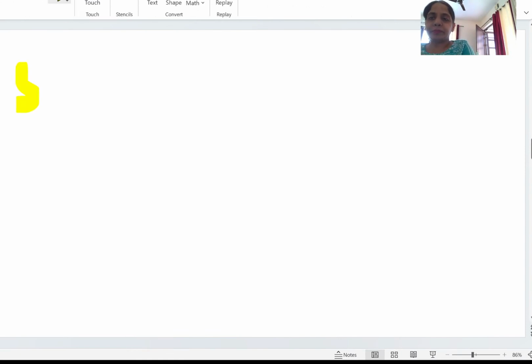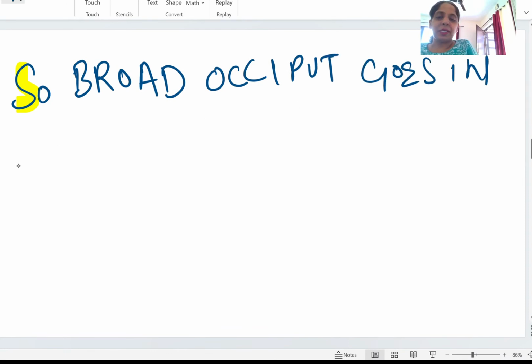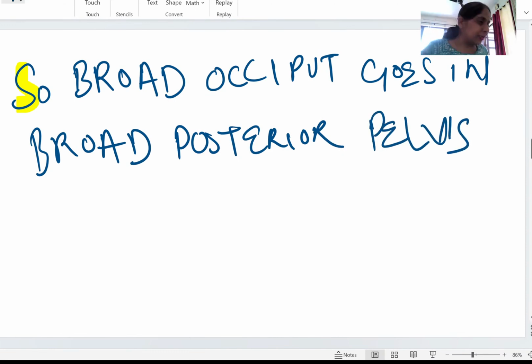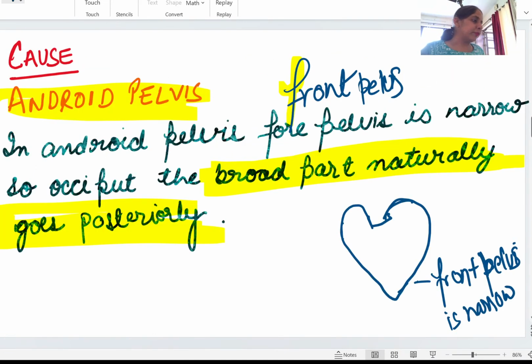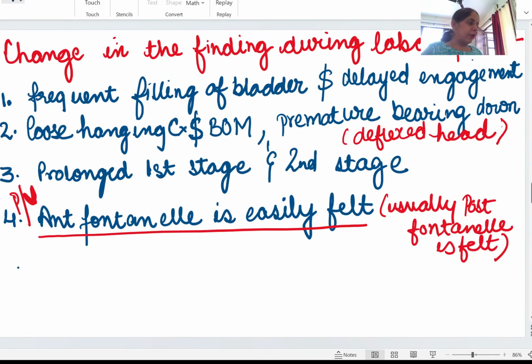So the broad occiput goes in the broad posterior pelvis. Is it clear? Will you remember what is the most common cause of occiput posterior? Android pelvis. Now please see what are the findings on the per abdominal findings.